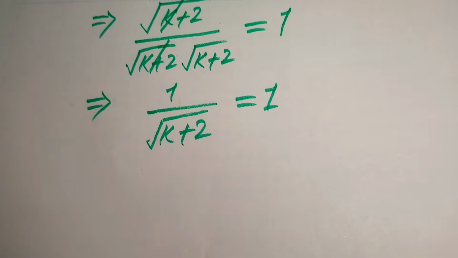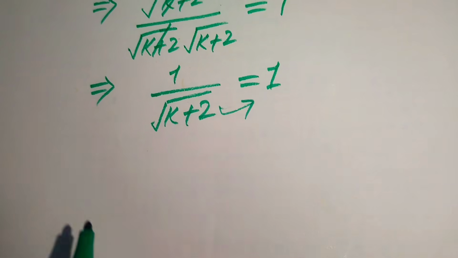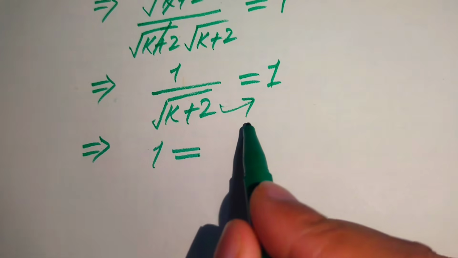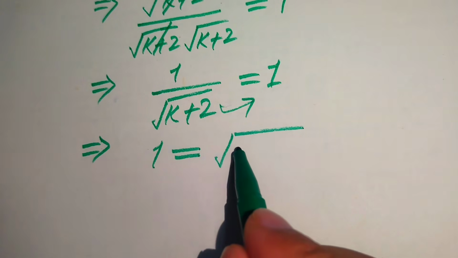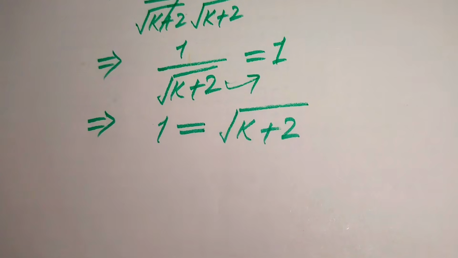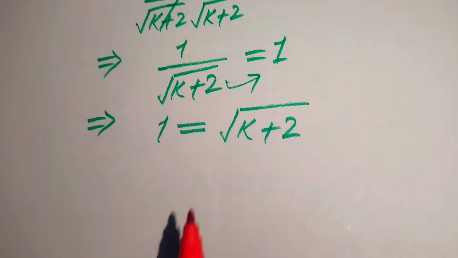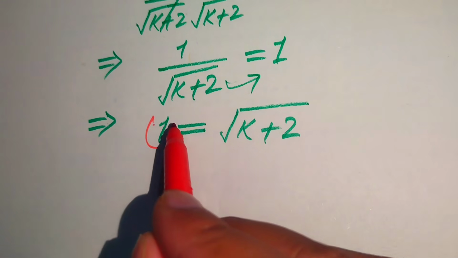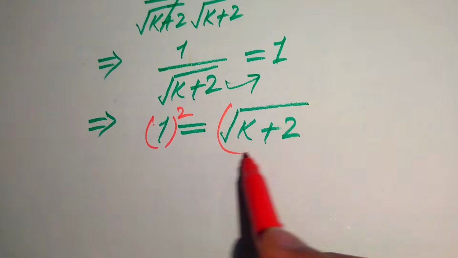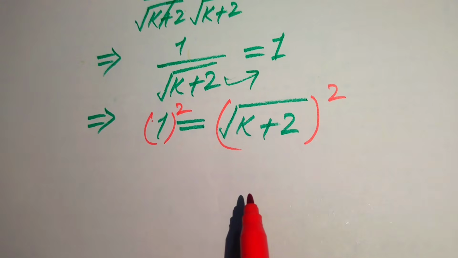And further in the next step, we move the term from the left hand side to the right hand side. You see here it is divided by here. When we move it into the right hand side, it is multiplied by 1, and we get the remaining value, which is the square root of k plus 2. Further in the next step, we need to remove the square root sign from the left hand side, and for this we take squaring on both of the sides.